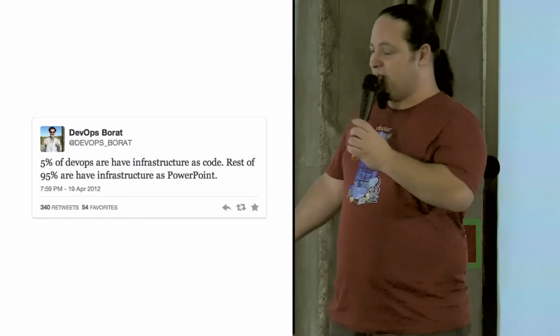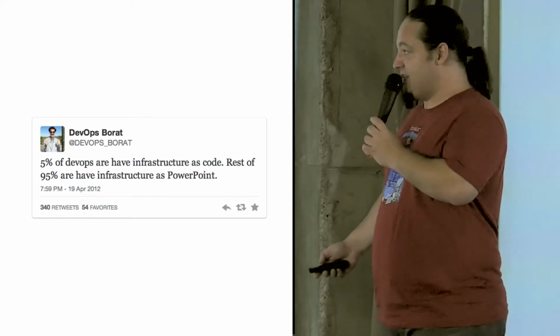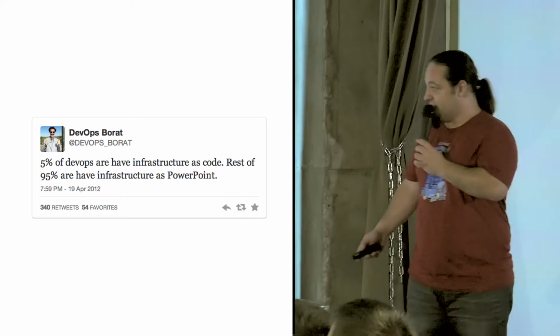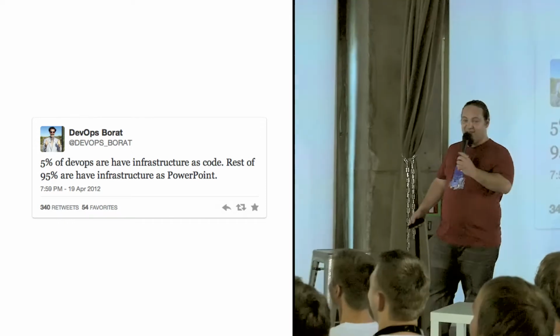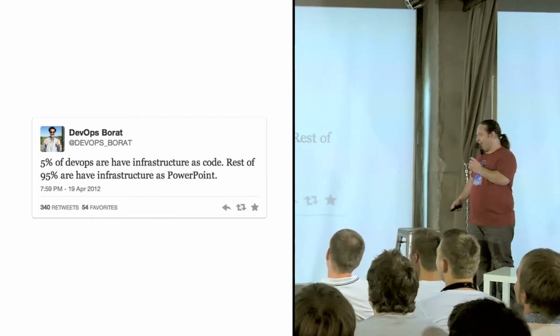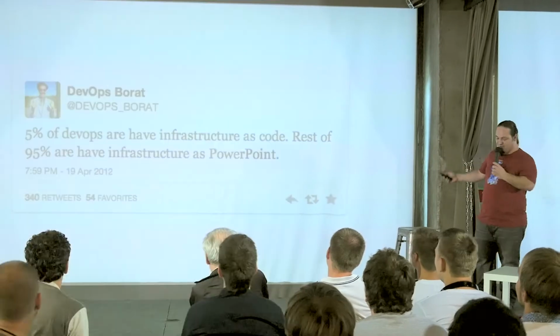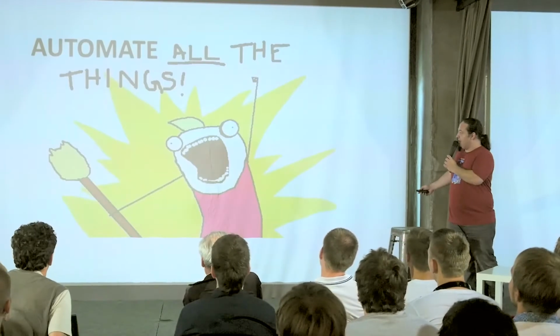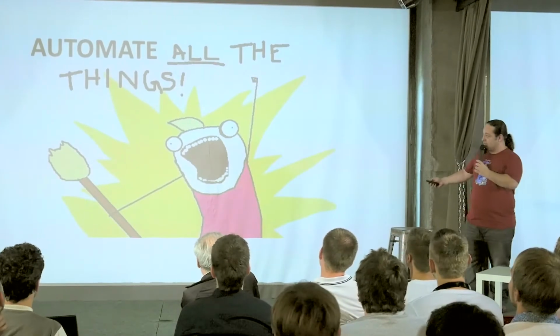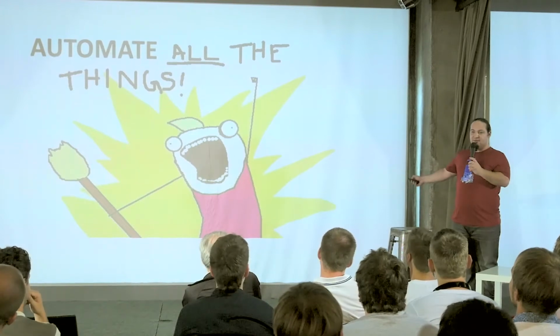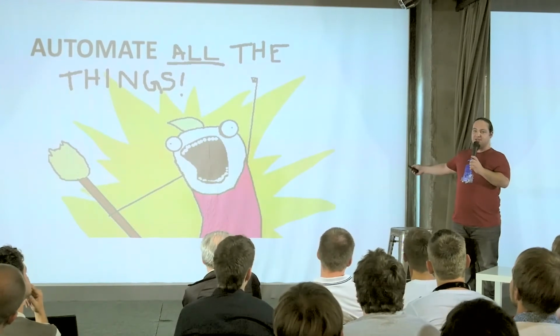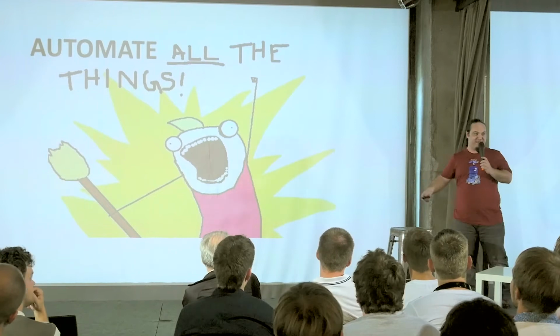Our friend DevOps Borat says 5% of DevOps have infrastructure as code, and the rest, 95, have infrastructure as PowerPoint. And I think I have a couple of slides where they actually check this, but the answer to not do manual steps is automation. You all know this, right? Automate everything.